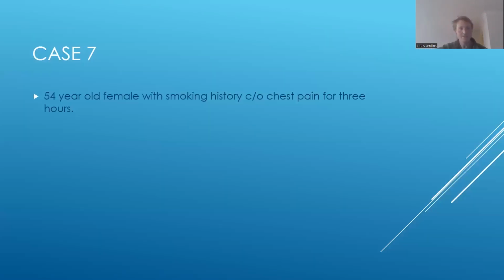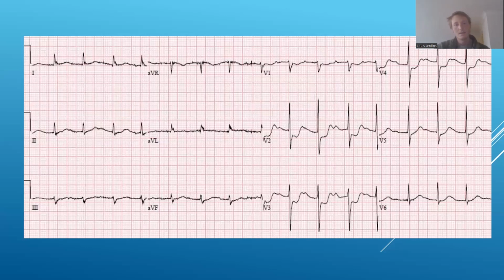Cool. So case 7, a 54-year-old female. She's got a smoking history, which we know is a risk factor, and she's got chest pain for 3 hours. Take a second to pause the video if you want to.